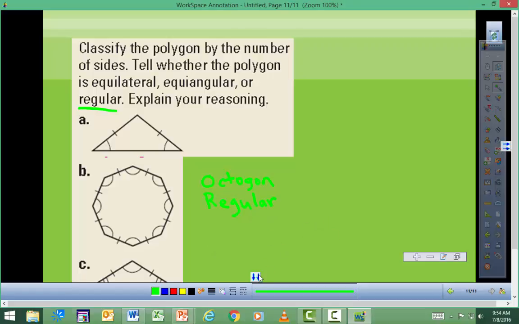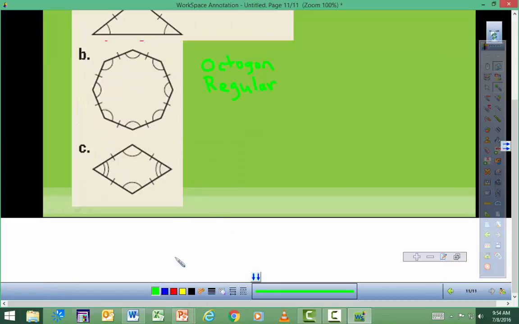Alright, so that's a funky picture. Let's move this down like this. How about this last one here? It has 4 sides, so that means it's a quadrilateral.